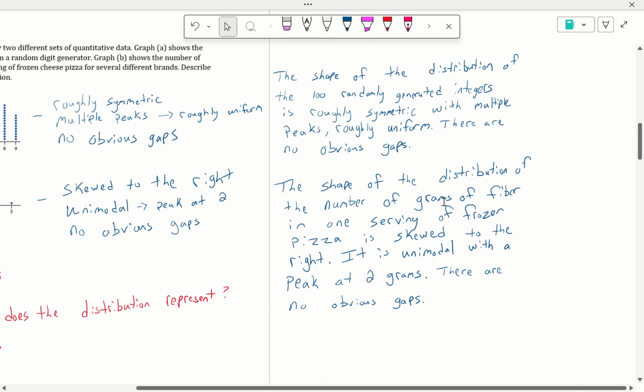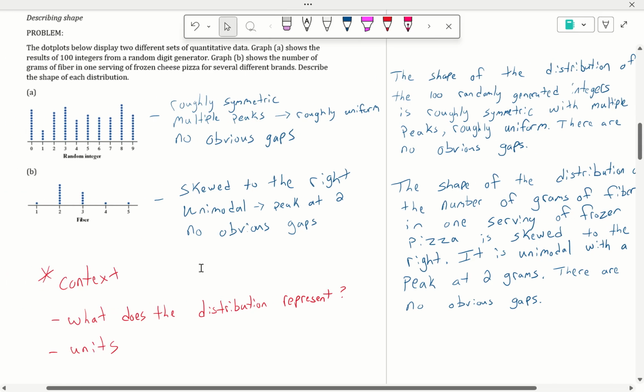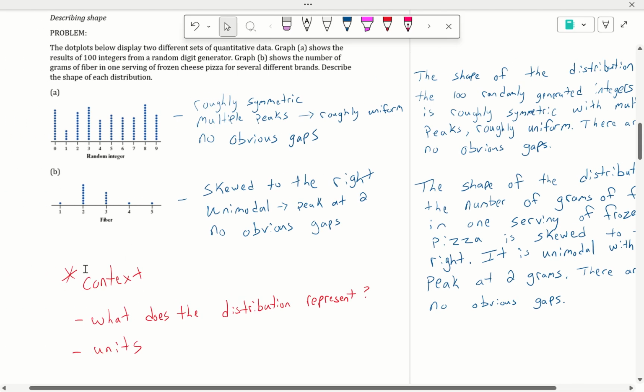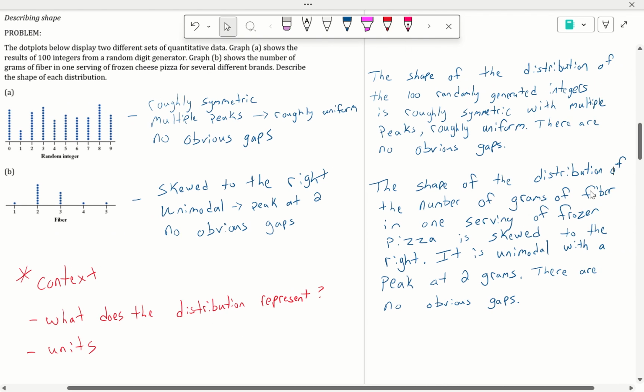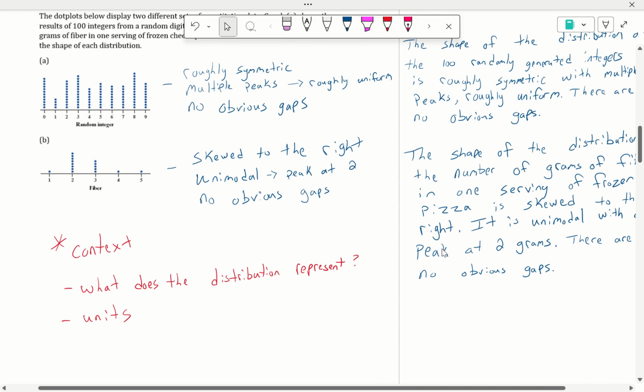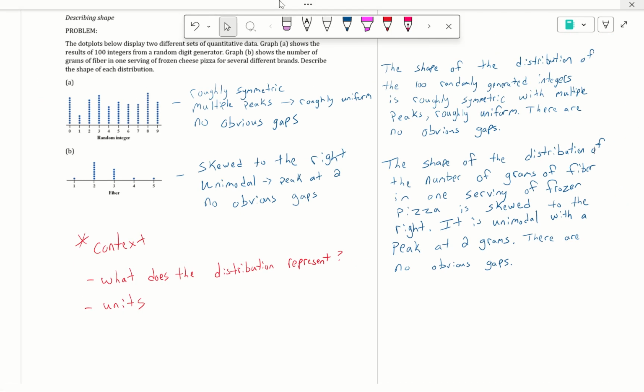So when we put this into a nice clean answer, the shape of the distribution of the number of grams of fiber in one serving of frozen cheese pizza is skewed to the right. It is unimodal with a peak at 2 grams. There are no obvious gaps. Make sure you include context. What does the distribution represent? This one represents the number of grams of fiber in one serving of frozen pizza. Make sure you include units, grams. So yeah, got to be detailed in these answers here.